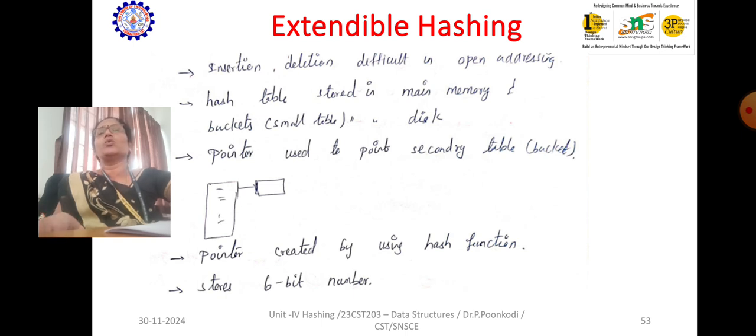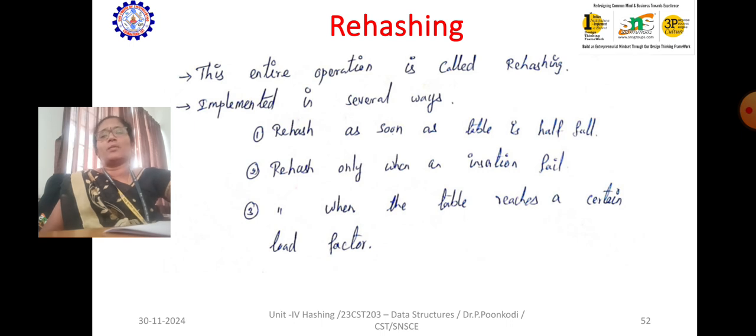Then there are three cases in which we go for rehashing: when half of the table is filled, when the insertion fails, and based on the load factor. When any one of these three conditions occurs, we go for rehashing. Rehashing is nothing but doubling the table size. When you double it, the size will be a prime number.